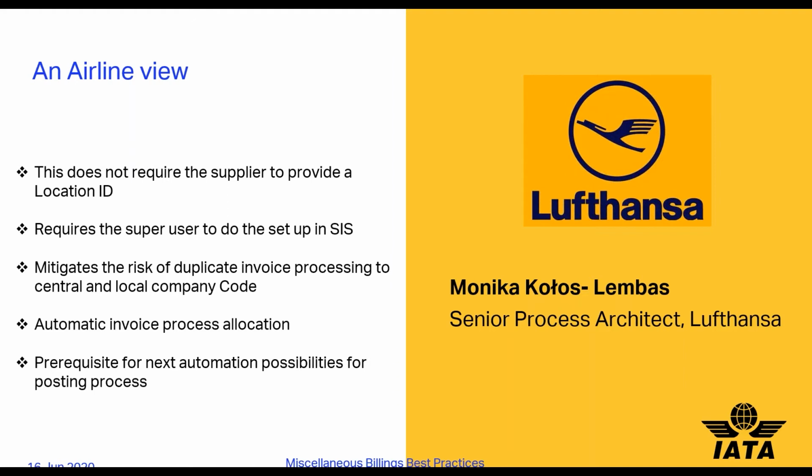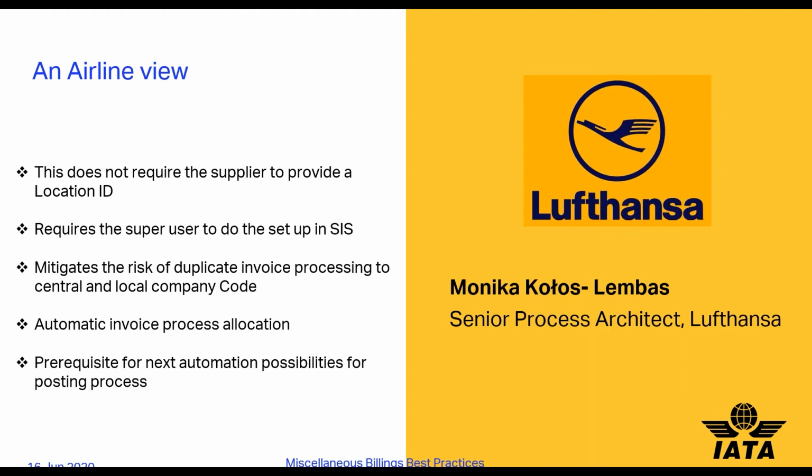So far, working with location ID for bilateral invoices helps us mitigate the risk of receiving duplicate invoices in central and local company codes. Correct automatic allocation also eliminates the manual step for accountants to rebook invoices between various company codes. The correct invoice allocation is a prerequisite for us to apply other automation possibilities for the invoice posting process.